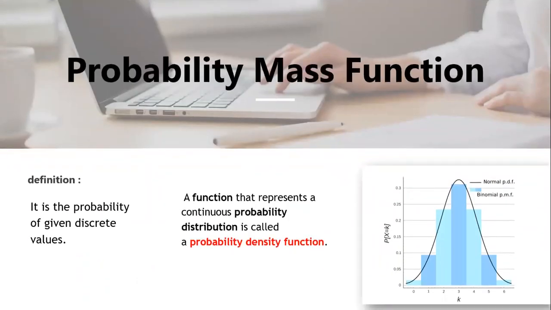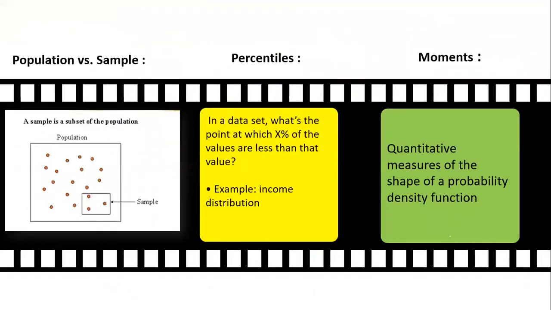Probability mass function. It is the probability of a given discrete value. A function that represents a continuous probability distribution is called a probability density function. Population versus sample. A population is all the data spread out in a space, and a sample is just a part of the data taken.